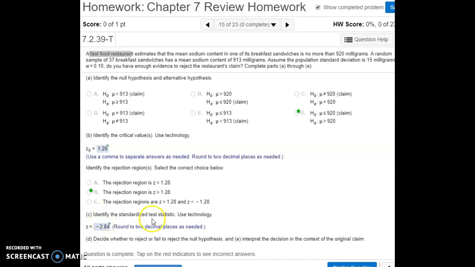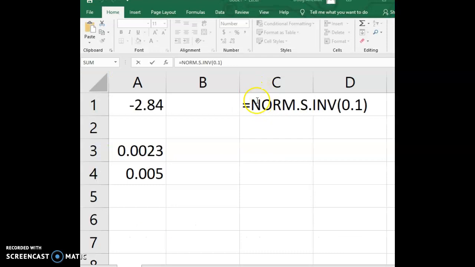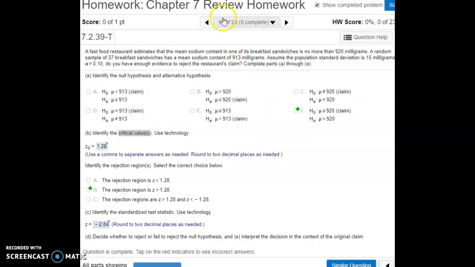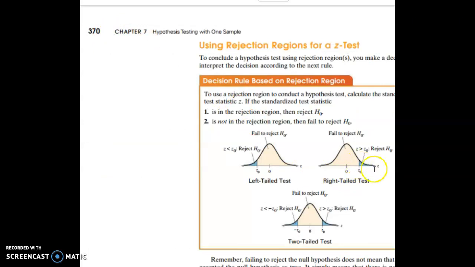What we compare that test statistic to is our critical value. And the critical value here in part B is completely based upon our significance level, which in this example is 0.10. To find the critical value that would be associated with 0.10 or 10%, we use NORM.S.INV, and you get that critical value associated with the 10%. Now, in this particular example, our alternative hypothesis is a greater than. Further to the right in the tail, we have a right tail test here.